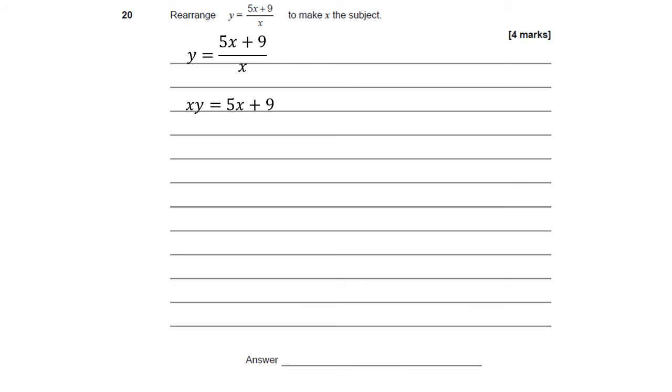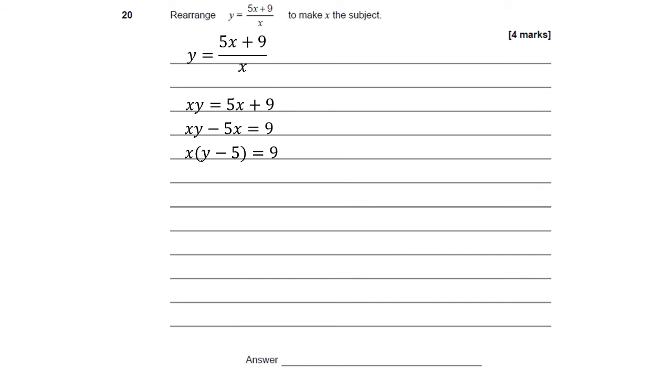To make x the subject, we need x in just one place. So to work towards that, we're going to subtract 5x from both sides, giving us xy minus 5x equals 9. So now the x's are all on the same side. And to make this into just one x appearing in our equation, we're going to factorise it out from that left-hand side. So we get x times y minus 5 is equal to 9.